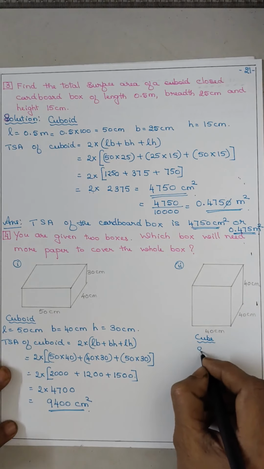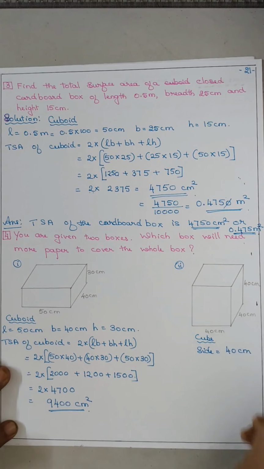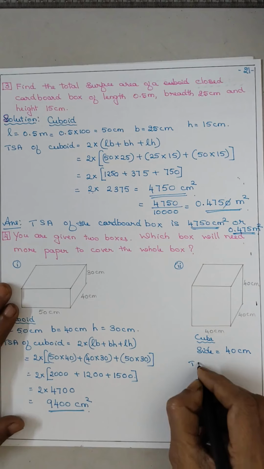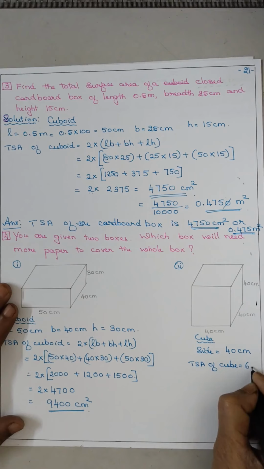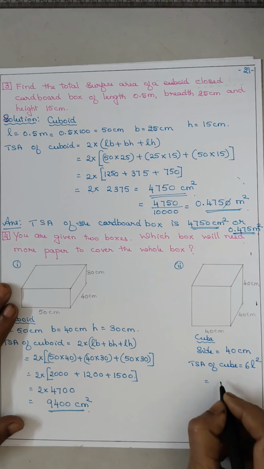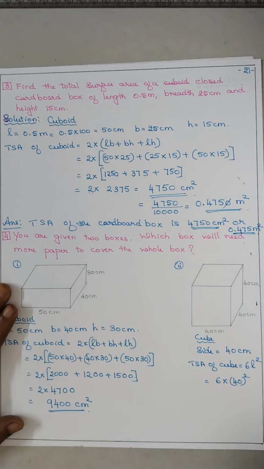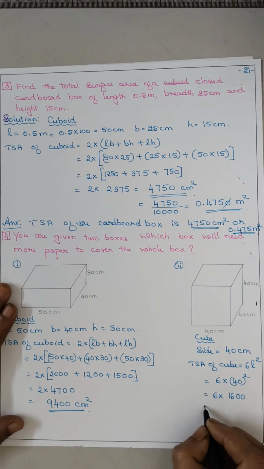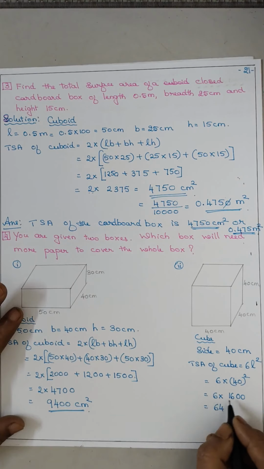What is the side given? It is 40 centimeter. So TSA of cube. What is the formula? 6L square. That is 6 into L is 40 the whole square. That is 6 into 4 squared is 16. 1 0 means 2 0. 16 6 are 64. 6 6 are 24.